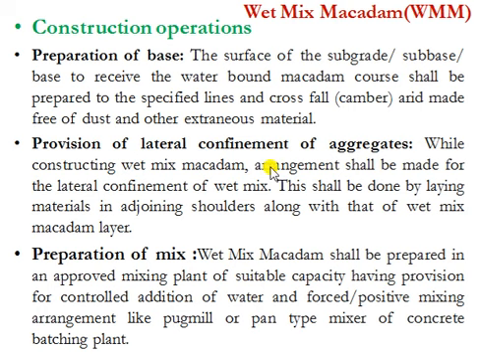Now let us see what the different stages are in the construction of wet mix macadam. So the first stage, or the first step in the construction, is preparation of base. The surface of the subgrade, subbase or base to receive the wet mix macadam course shall be prepared to the specified lines and crossfall, and made free of dust and other extraneous material.